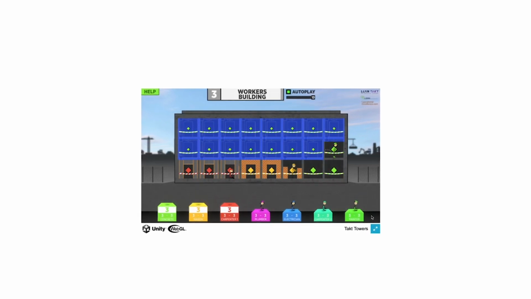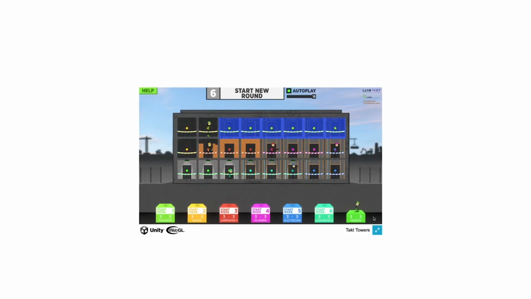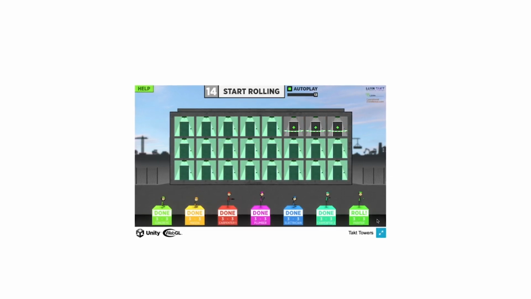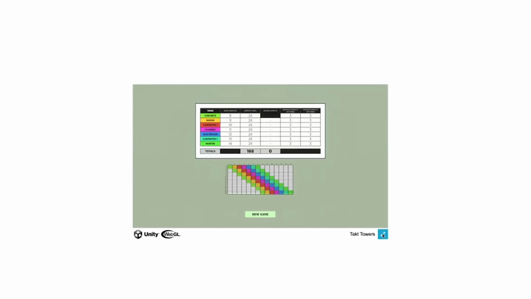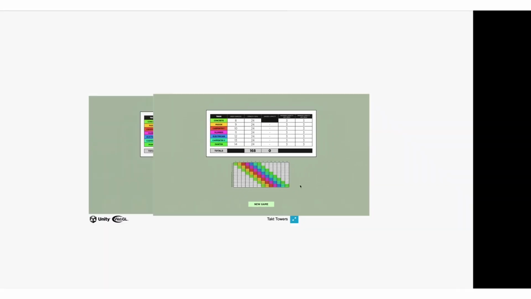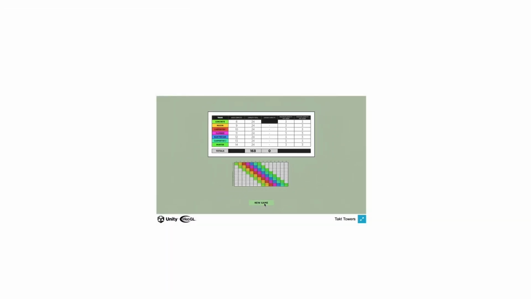When we autoplay this, you can see there's no problems, no question marks, no impacts. This would never happen, but I want to show you what the effects of this are. If I maximize this, you'll see that they finished in week 14 with 168 people with 0 unused capacity with a perfect Takt plan. Now that would never happen, but I promise you this is going to be useful for us to see in a minute.